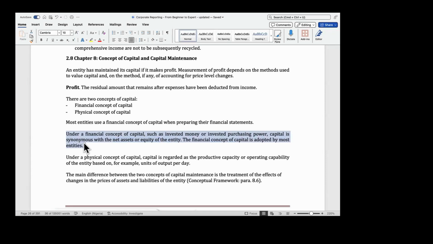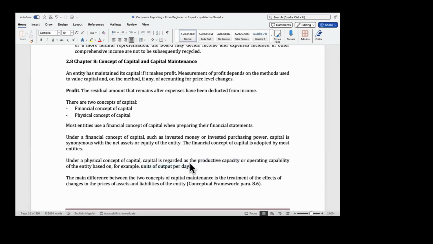But there's another concept of capital called the physical concept of capital that you need to be aware of. Capital is regarded as the productive capacity or operating capability of the entity, based on, for example, unit of output per day. So the physical concept of capital sees capital as your productive capacity. It doesn't look at the money value. It looks at what that money can produce. That's the physical concept. Unfortunately, this concept is not popular. Even though it's better, it's not used. The reason is that it's a more complex way of reporting, because people invest money, so for you to now get capital, you need to convert that money to production. It's a complex process.